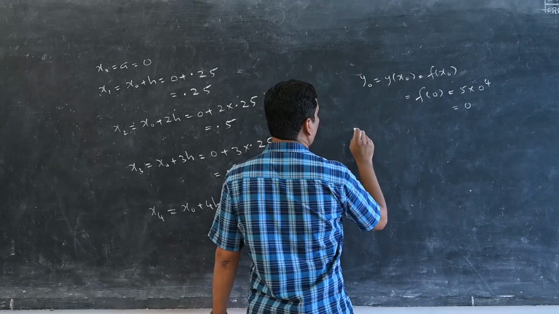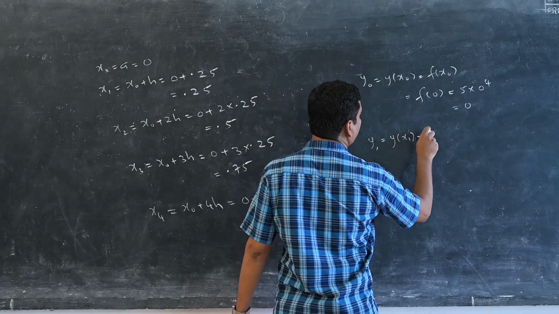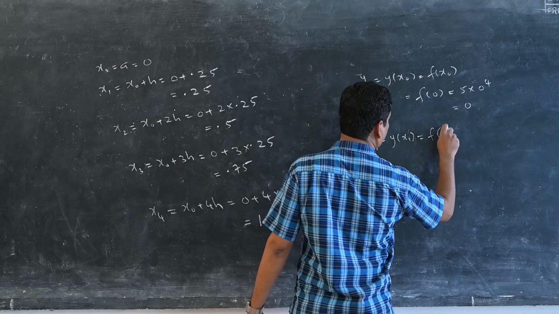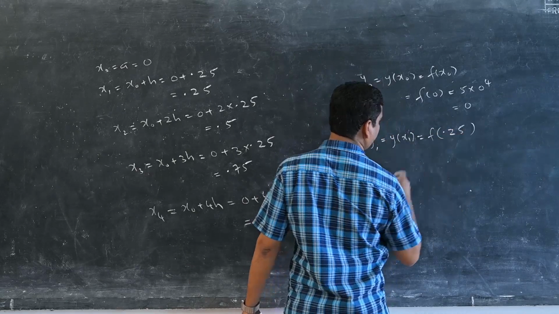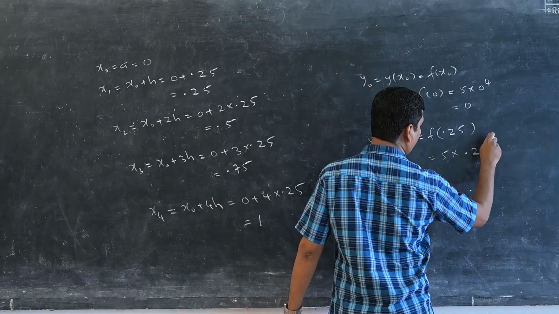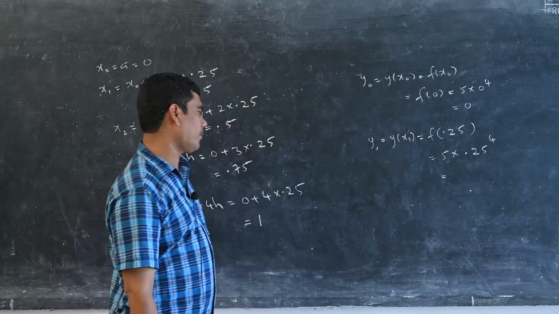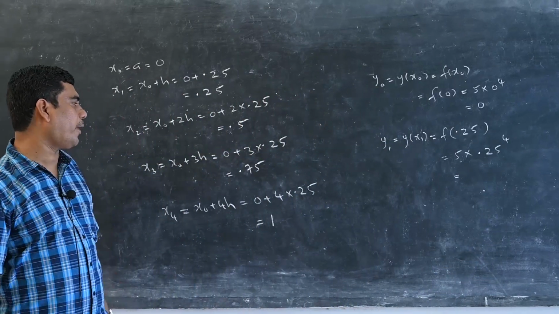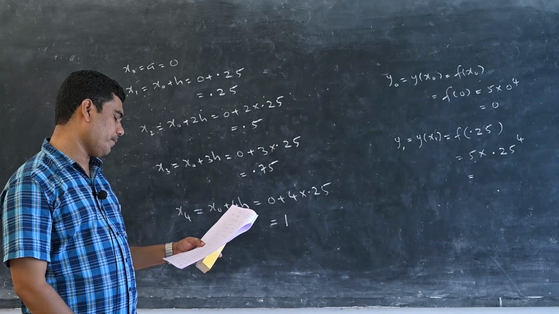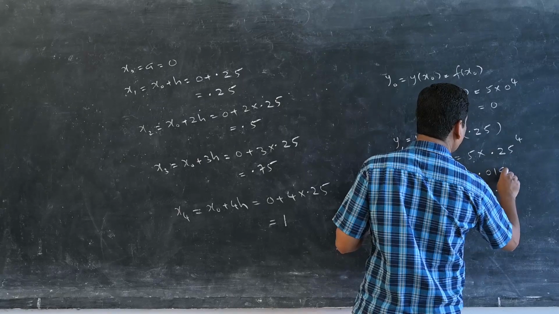y1 is y of x1. It is f of x1, which is 0.25. It is 5 into 0.25 raised to 4. F of x is 5x raised to 4. F of 0.25 is 5 into 0.25 raised to 4. The value is 0.0195.